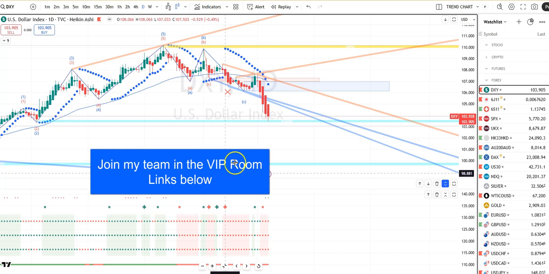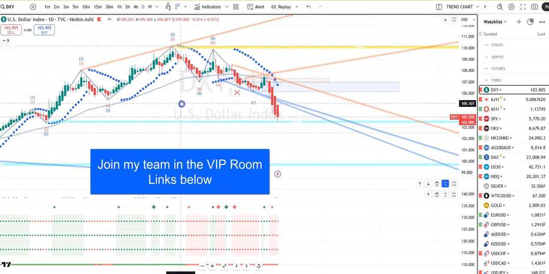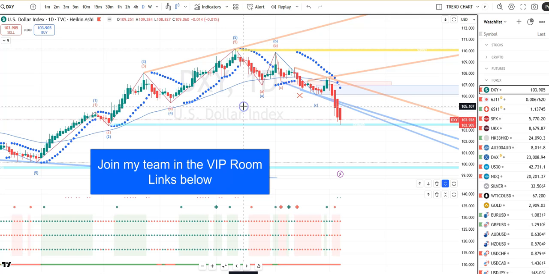We're seeing continued weakness in the DXY, the US dollar. And therefore, we'll be looking at buying euro dollar, pound dollar, selling US Swiss, selling US yen, and so on and so forth. I'll go through the charts for you and tell you where the trends are.